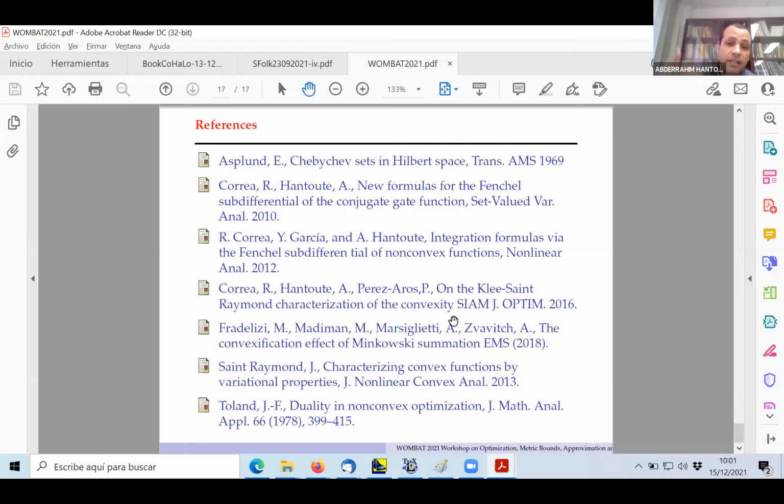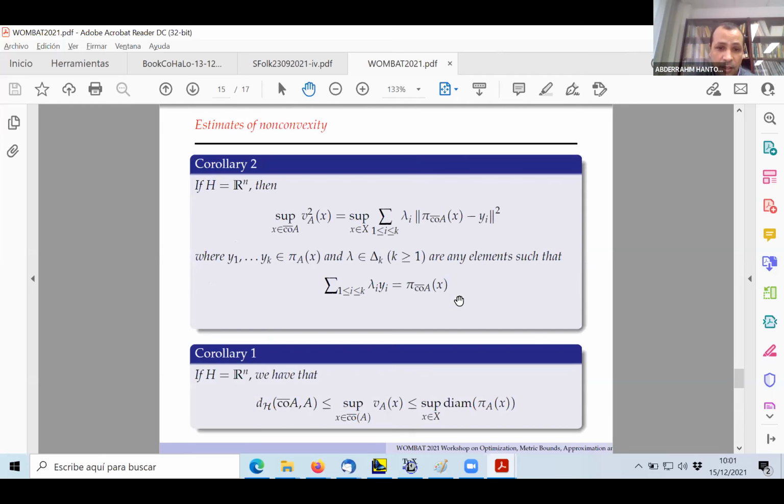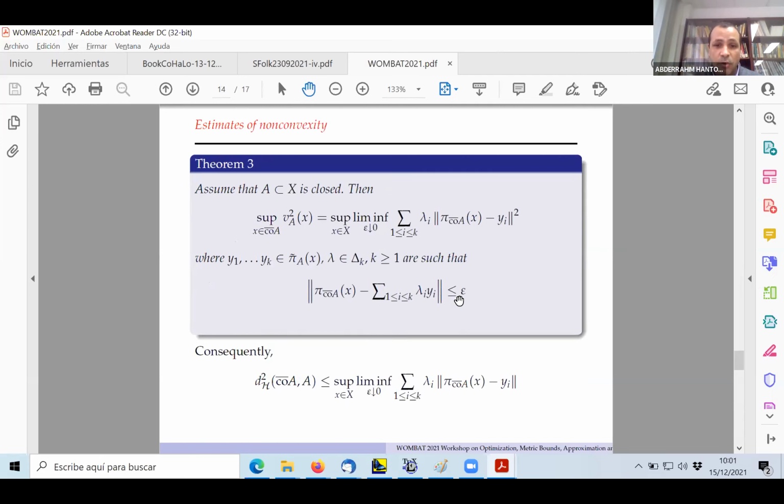Actually, this even goes back to Rockafellar in the convex case. And I hope this part concerning the relation or these estimates using the projection is an ongoing paper. We are sending it now, and I hope I can send it to you very soon.